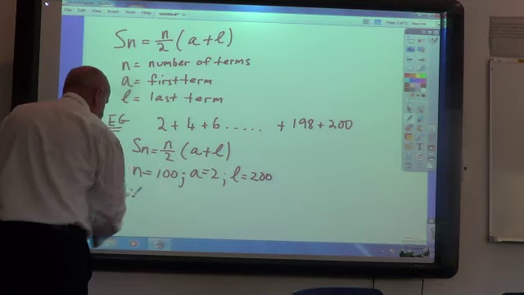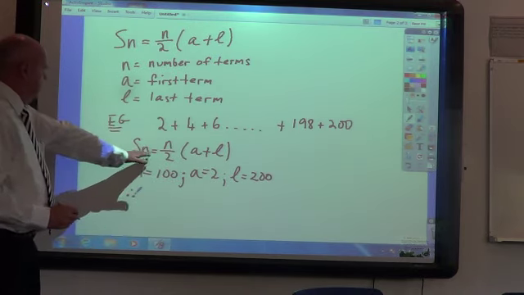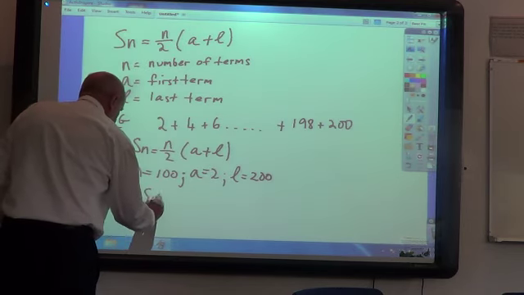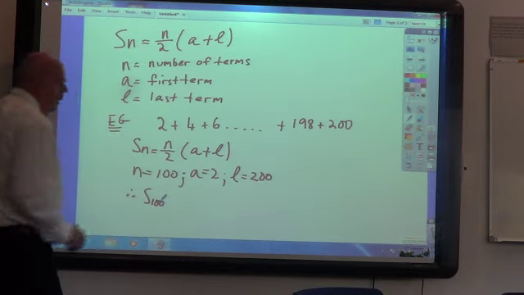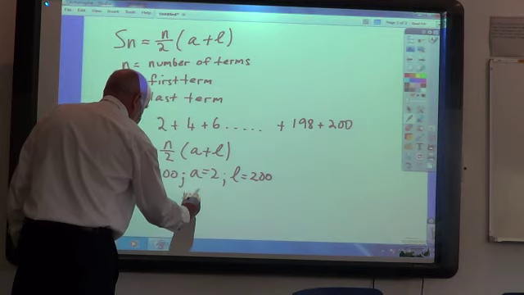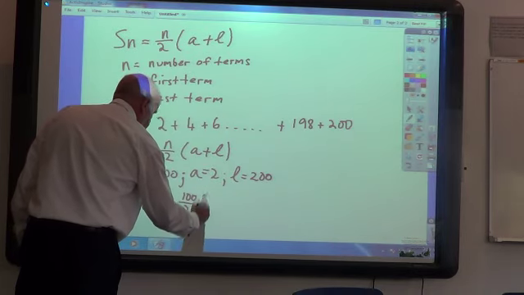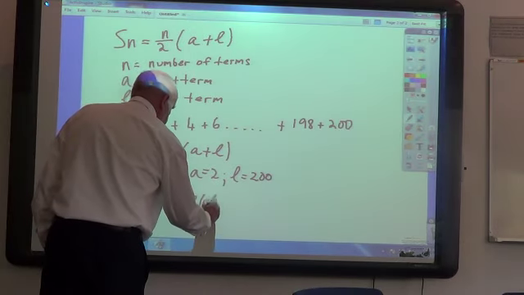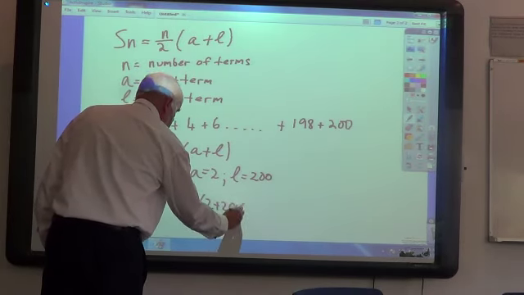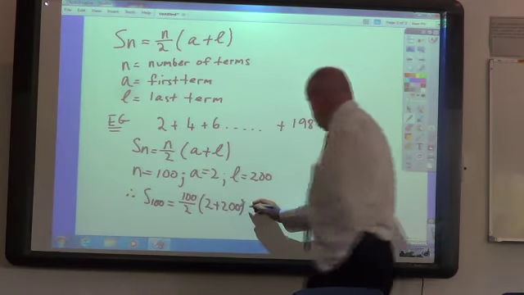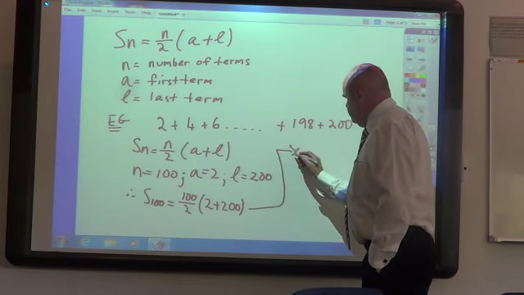We say therefore, and we're dealing with an equal sign there, so every line should start with therefore. The sum of our 100 terms, S100, is equal to the number of terms, which we've just said was 100, divided by 2, bracket, 2 plus 200. It's 202. But so everyone can see exactly what's going on and where everything's coming from, we'll do it in full, like so. And then it's just tidying up.